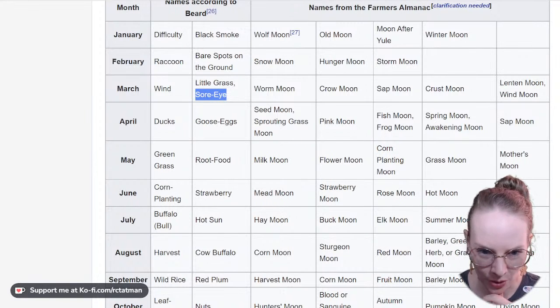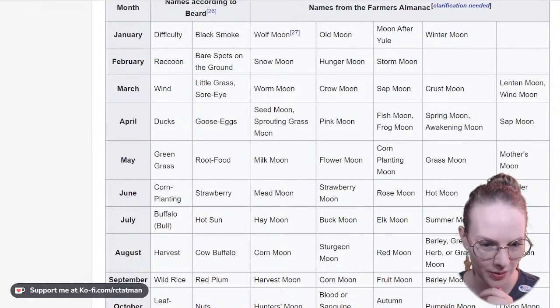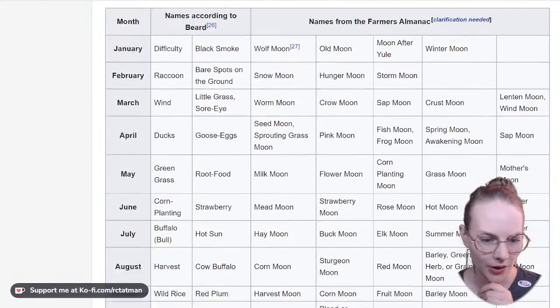April: ducks, goose eggs, seed moon, sprouting moon, pink moon, frog moon, fish moon. Do they have the multiple frog moons here? They don't. Corn planting moon, grass moon, mother's moon.